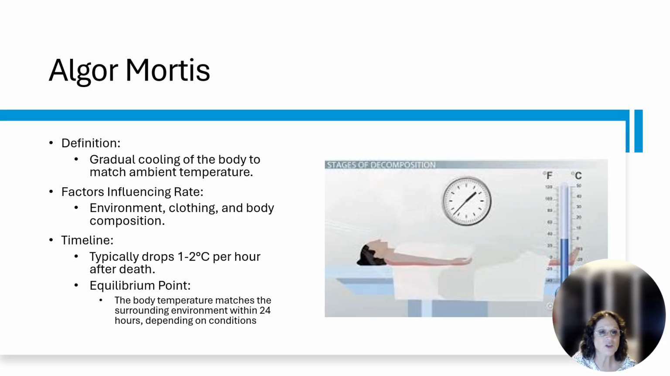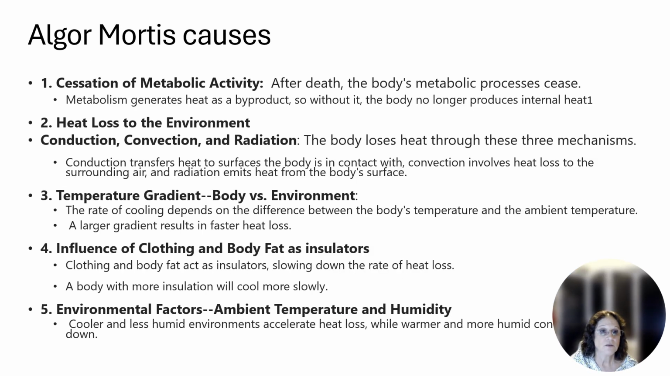Algor mortis, the definition is the cooling of the body that happens. The body after death gradually cools down so it matches the temperature of the environment that it's in. So the environment itself is going to influence how fast that happens, as are clothing and even the body composition. Typically, the body temperature drops by about 1 to 2 degrees Celsius every hour after death, and there is this point where the body temperature matches the surrounding environment, and that happens within about 24 hours of death, depending on the conditions.